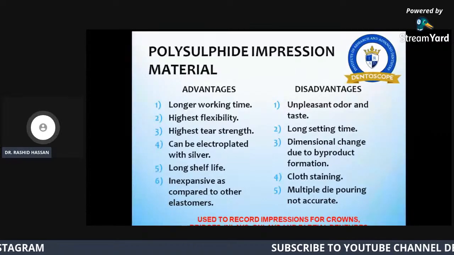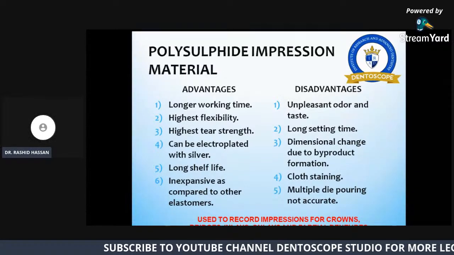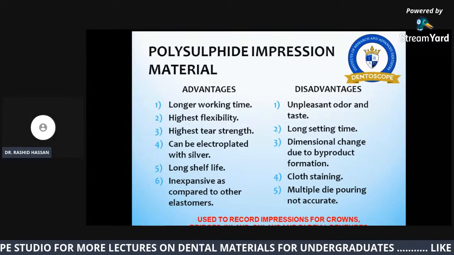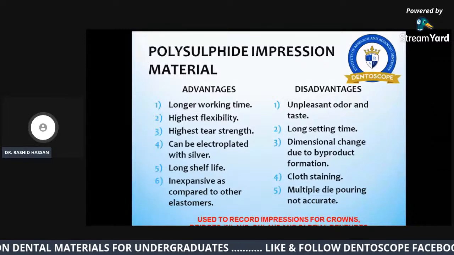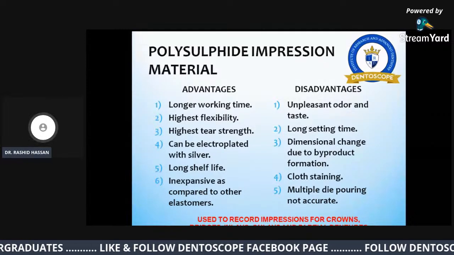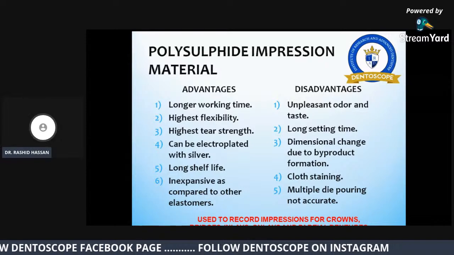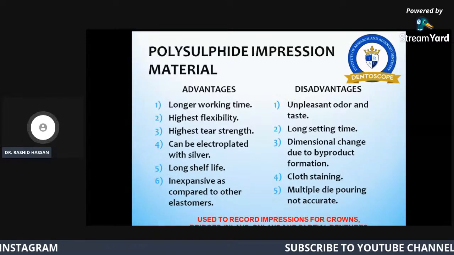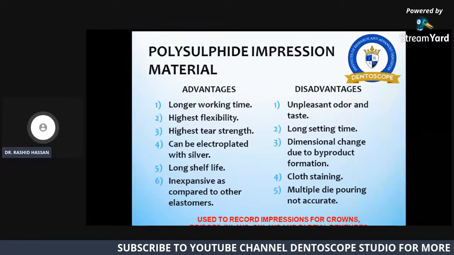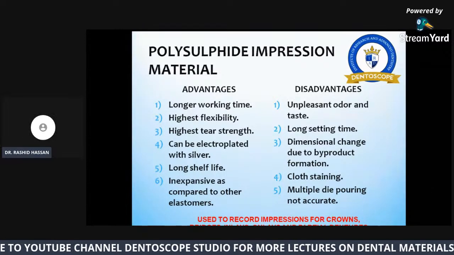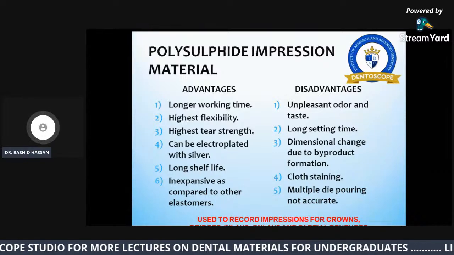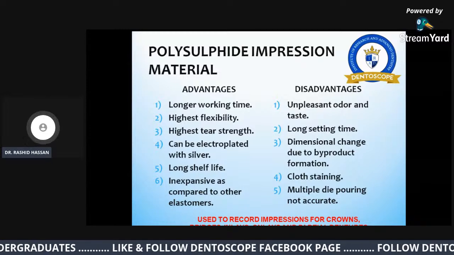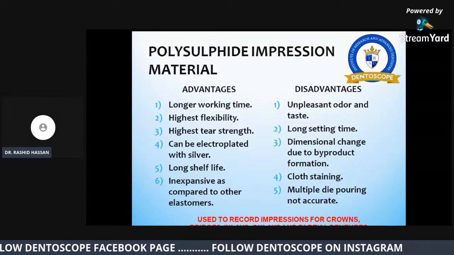So multiple die pouring is not accurate. We need a material from which we can reproduce multiple dies, multiple casts. And why is this important? Well, I have also included the duplicating impression materials in the coming slides, so you can get the idea why we need impression materials which can duplicate the cast. We can have multiple casts from one impression material, and why is this important? This polysulfide does not have the property of multiplying the casts in an accurate way. We want accurate multiplication of the casts.